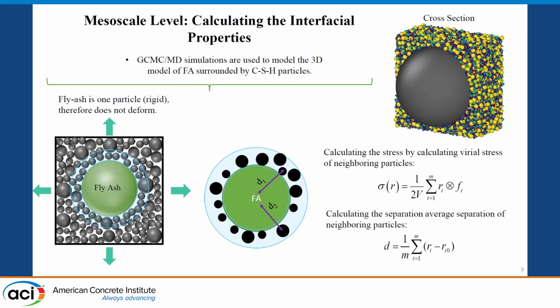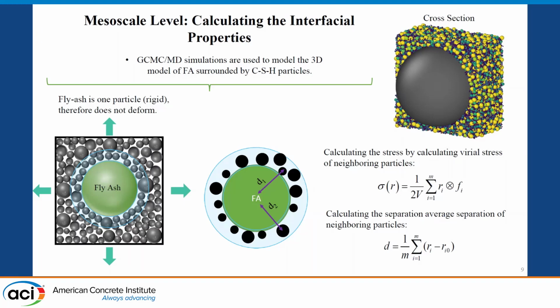So what do we do at the upper scale? Since we know how collectively the particles work together as a colloid, and since we know now how the CSH particles interact with the surfaces of fly ash particles, now we would like to know what happens at the interface when all this collective colloidal gel interacts with the fly ash particle. For this purpose, we create a model in which you've got a rigid fly ash particle.